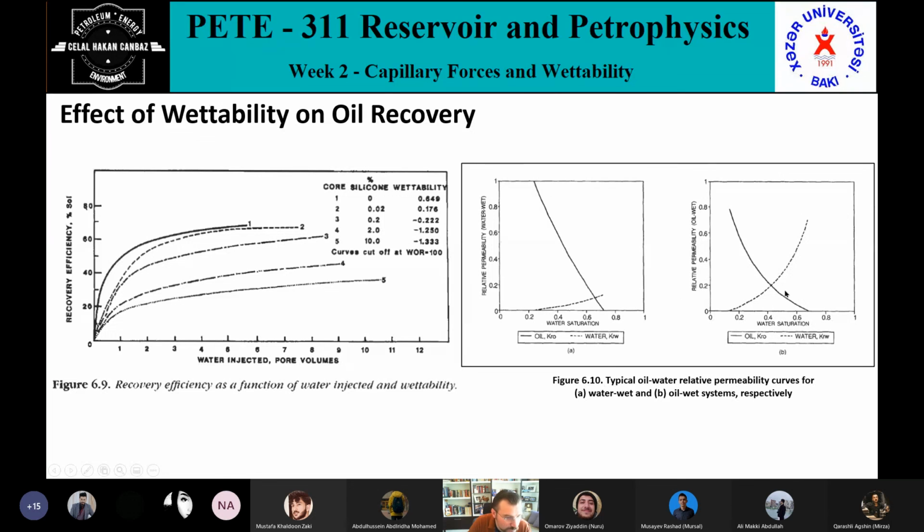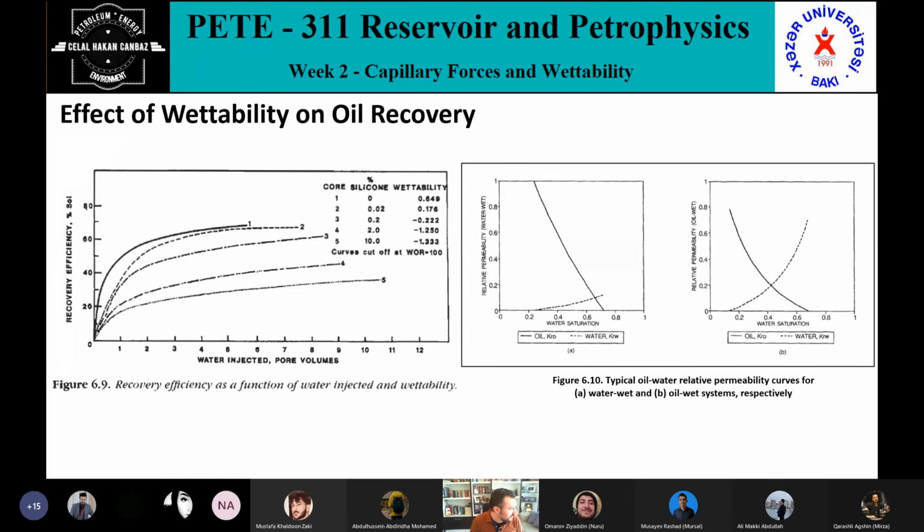A very easy description: if my cross point is above 0.5, then you will say it's water wet. In most cases it's like that. If the cross point of two curves is below 0.5, 0.45 here for example, you will say it's oil wet.